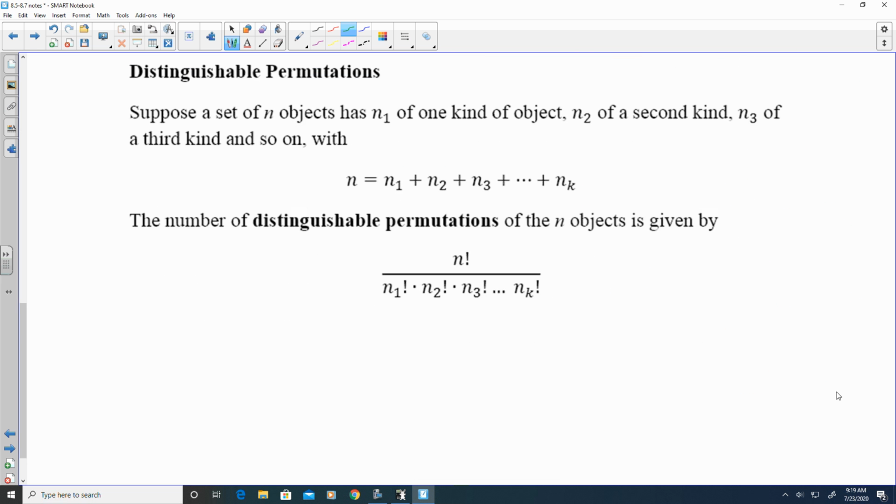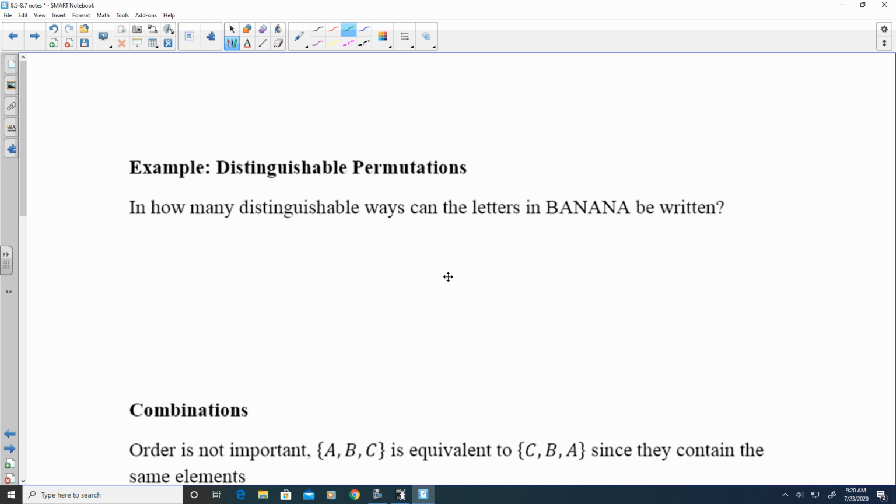Okay. Distinguishable permutations, generally we think about this as letters. If we are trying to rearrange a word with a certain number of letters, each one of these little categories would be how many of each letter occur, or how many of each object occur. So n1 is a certain letter, n2 is a certain letter, n3 is a certain letter, whereas n on top is just how many letters there are total. So that's what you do with distinguishable permutations.